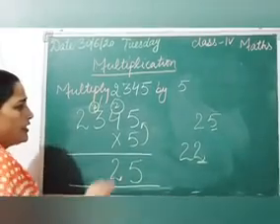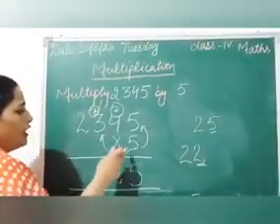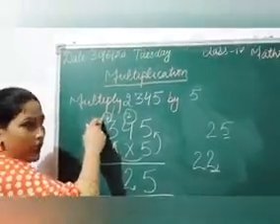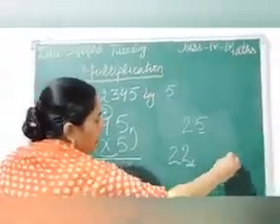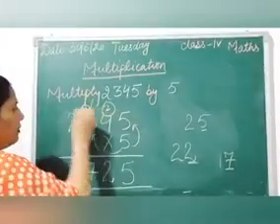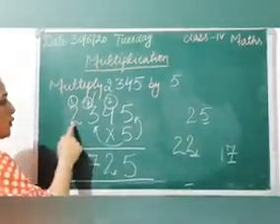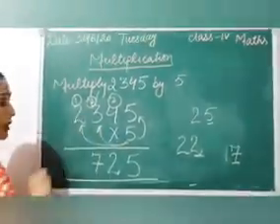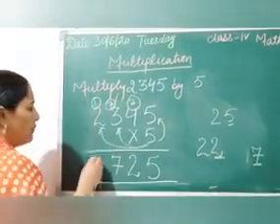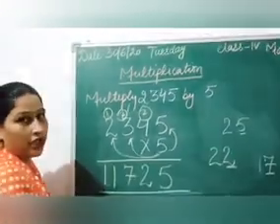Now 5 will be multiplied by this 3. 5 3s are 15 and this 2 will be added to that. It will become 17. From 17 we will write 7 and 1 will be carried to the next digit. Now this 5 will be multiplied by 2. 5 2s are 10 and plus 1 it will become 11. In this way we got this product.